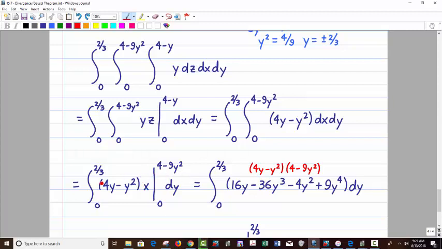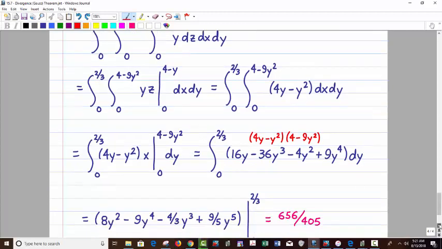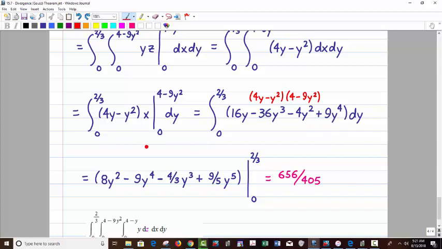So I put this in here, so I have 4y minus y squared times 4 minus 9y squared. So you have to FOIL this out. It's just a little arithmetic here, but it's not a complicated integral. You FOIL this out and get these 4 terms right here. None of them are like terms, so you can't combine them together before you integrate. So you have to FOIL that out to get these 4 terms, and then just use basic integration rules to integrate them. So take the antiderivative. That one would be 16y, that will be 8y squared. This would be 36y to the 4 over 4, which will be 9y to the 4. 4/3 y cubed. 9/5 y to the 5th.